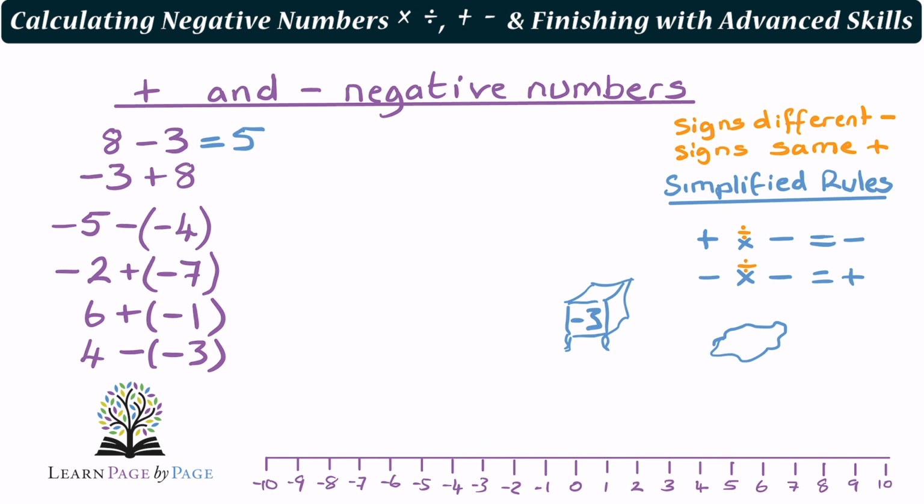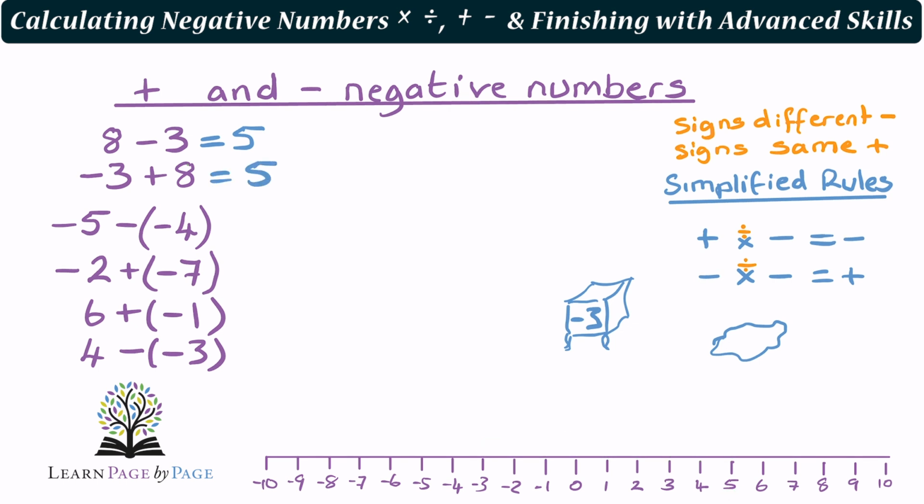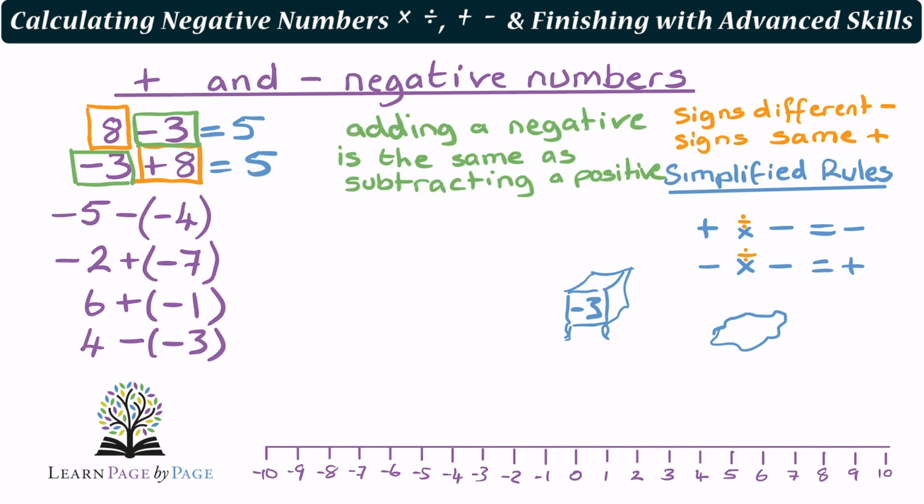And you notice it's exactly the same answer as above. And that is because this 8 here is exactly the same as that 8. And this -3 is just the same as this -3. So it doesn't matter what way round you add or subtract a negative and a positive number. And that is your first rule. So you see you have adding a negative is the same as subtracting a positive. Now we move on to the next question. Here we have a -5 minus a -4.